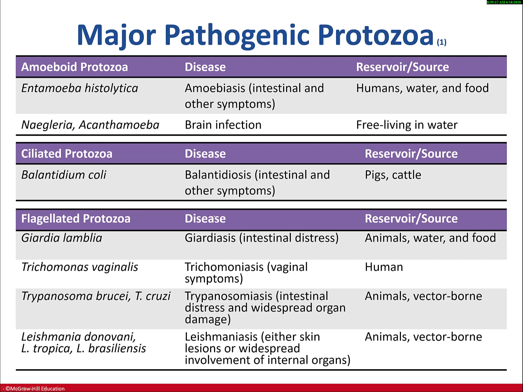Entamoeba histolytica: water, food. Naegleria, Entamoeba, anything with an amoeba, that's moved. Acanthamoeba is free living, sort of a yellow amoeba. It does have a color. It's a brain infection. Balantidium coli causes balantidiosis. It's intestinal. Usually we get it from cattle or pigs and that sort of thing.